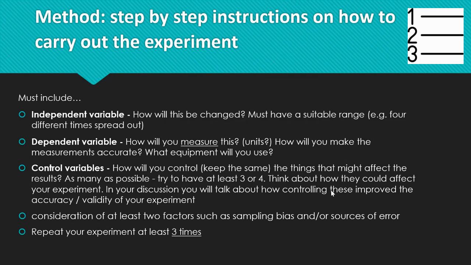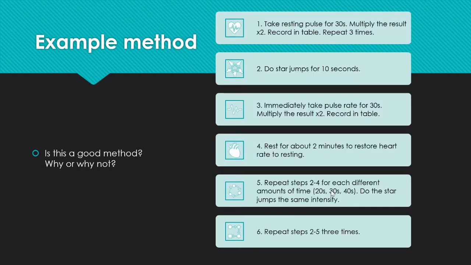And in our earlier video, we talked about reliability. And so we want to do our experiment at least 3 times and take the average so that we can trust the results. So we need to build in the repeats. And now this is an example method.